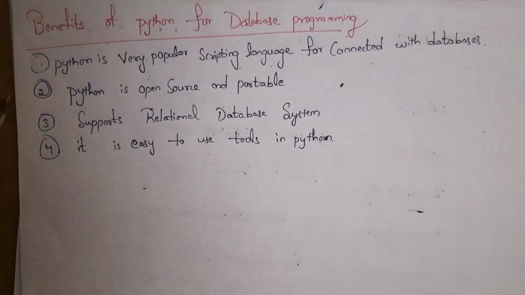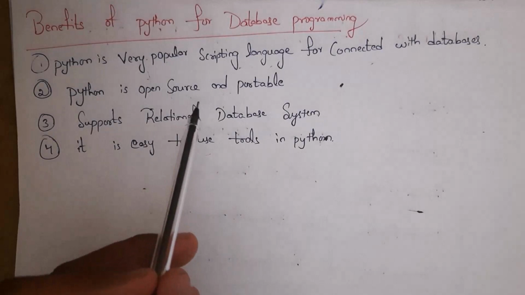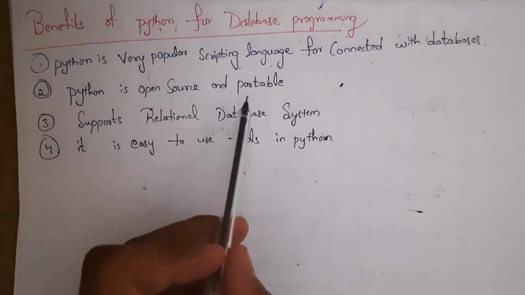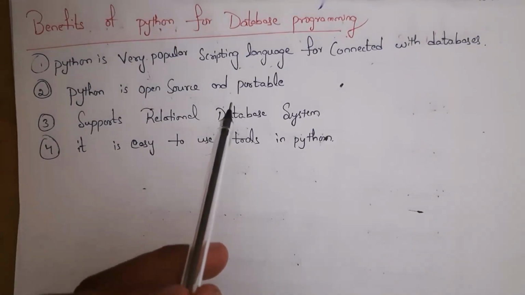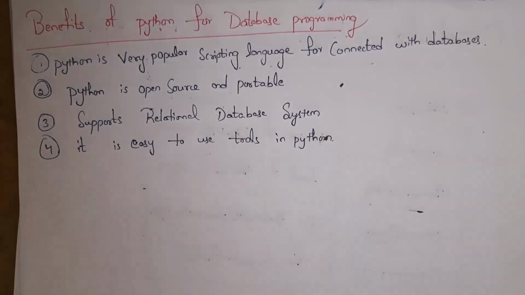Next, I will explain benefits of Python for database programming. Python is a very popular scripting language for connecting with databases. The second benefit is Python is open source. Open source means we can download Python free of cost from the internet. And Python is portable. Portable means, for example, I write a Python program on one system, simply I can copy that program and run it on another system. This is the meaning of portable. And Python supports relational database systems. And the last benefit is it is easy to use tools in Python. In Python, there are various tools available for database programming. These are 4 benefits of Python for database programming.